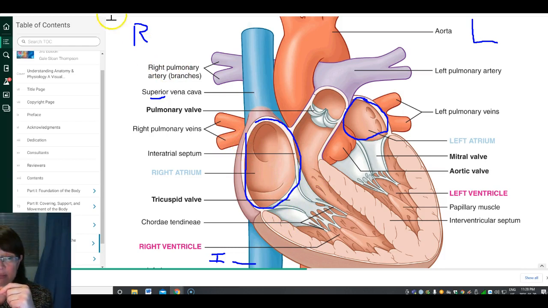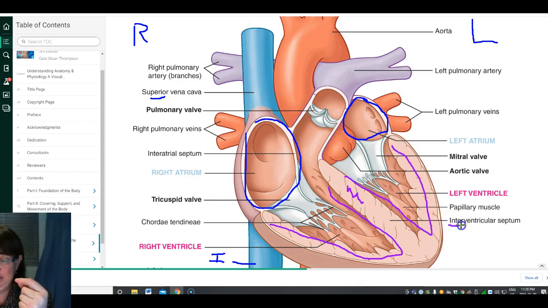Then the bottom chambers are the conducting chambers. So these are the ventricles. And the ventricles are quite muscular, and they're separated by a muscular wall called the ventricular septum, meaning the divider between the ventricles. As compared with the interatrial septum, which is the divider between the atria. Okay, the ventricles you will see are much more muscular. You've got the right ventricle on the right side and the left ventricle on the left side.